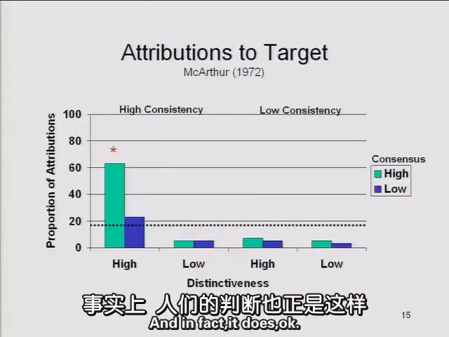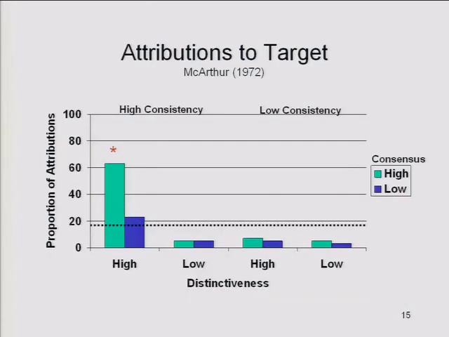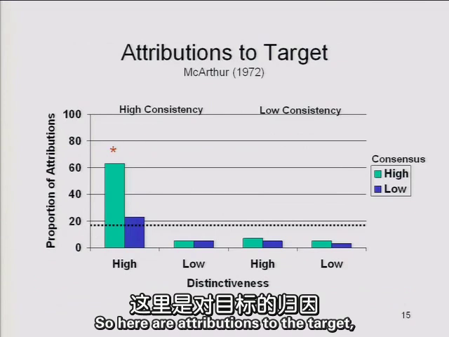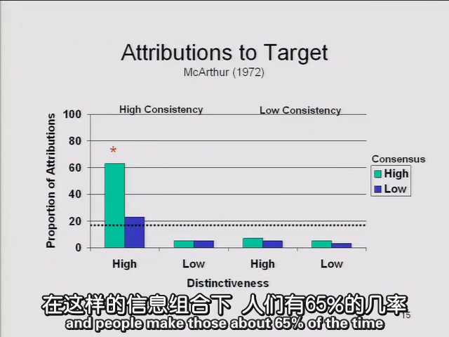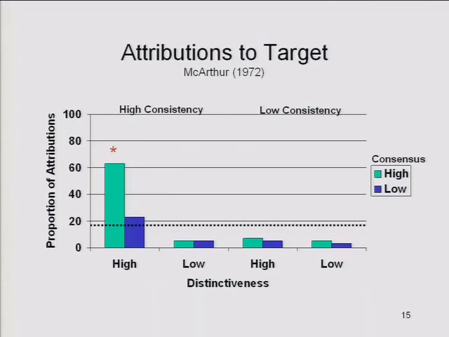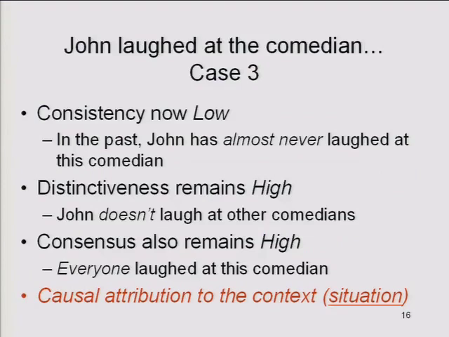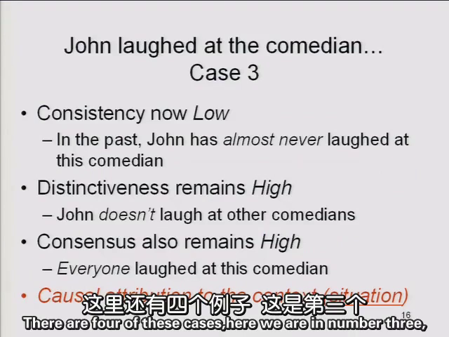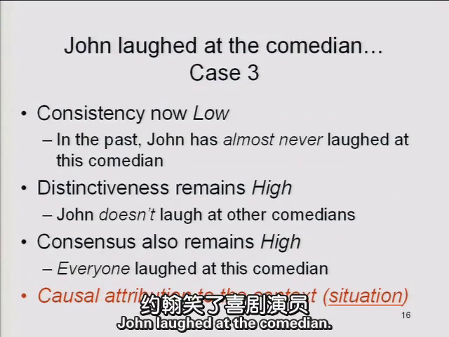And in fact, it does, okay? So here are attributions to the target, and people make those about 65% of the time with that kind of pattern. There are 4 of these cases. Here we are in number 3. John laughed at the comedian.